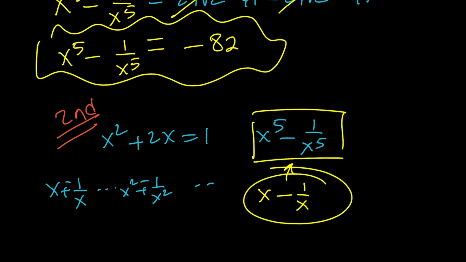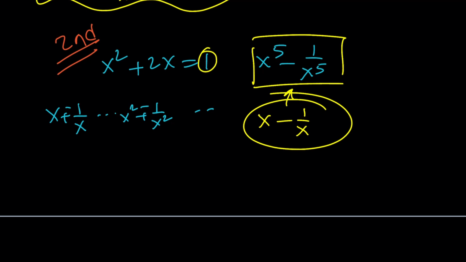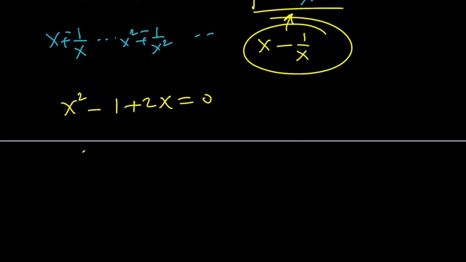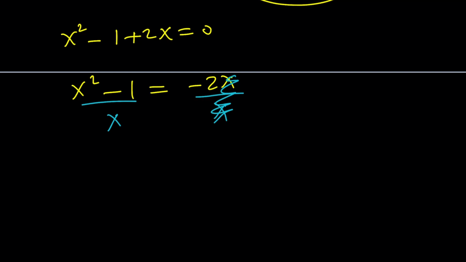How can I find x minus 1 over x? And yes, exactly, I can do it. Subtract 1, and then subtract 2x, and then divide everything by x. And there you go. You got what you needed, and you got it as a numerical value, which is nice. So x minus 1 over x from here is going to be negative 2, which means for the given equation, x minus 1 over x is a constant.